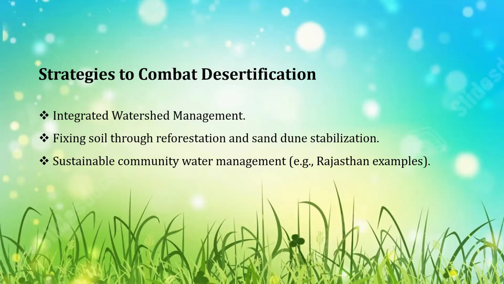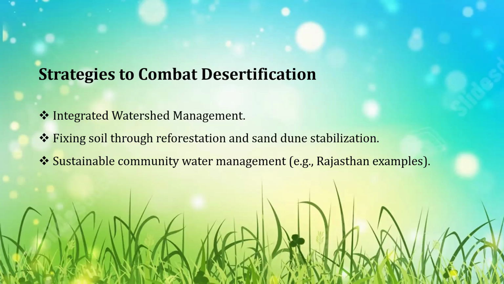The second point is fixing soil through reforestation and sand dune stabilization. Desertification often occurs when protective vegetation is removed, leaving soil vulnerable to wind and water erosion. Planting trees creates a shelter belt or wind breaks. These reduce wind speed at the surface and help the soil retain moisture. This involves using mechanical barriers or planting specific grasses and shrubs that can grow in sand. The root system fixes or binds the sand particles together, preventing dunes from migrating onto fertile agricultural land.